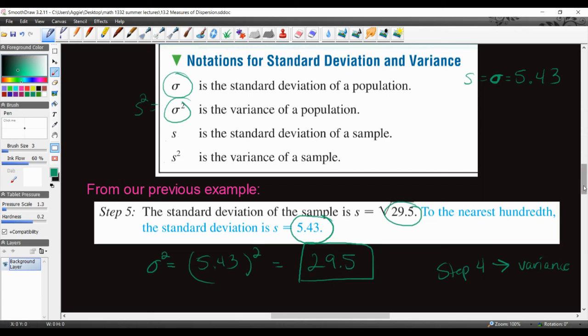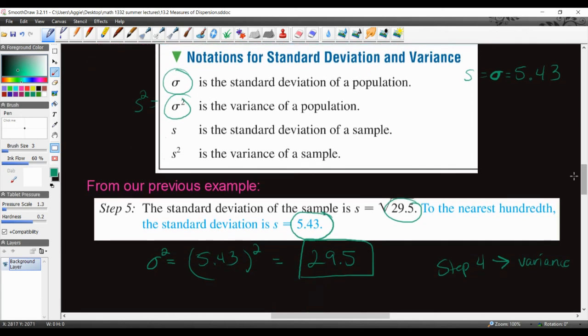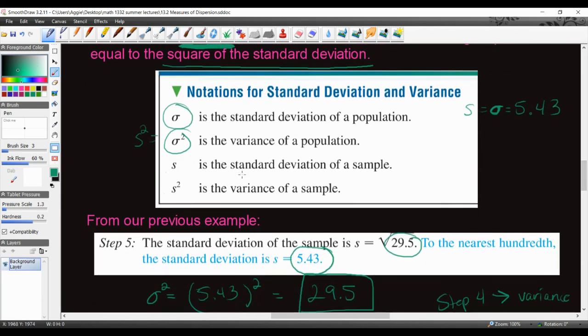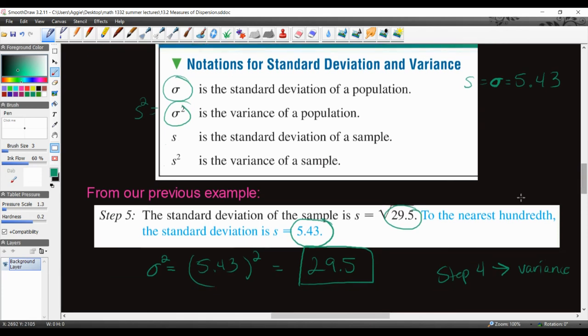And that's it for this video, guys. There is a little bit more on how to do this on a calculator, but because we don't have access to the calculators right now, we're going to just leave it simple. So range, standard deviation, variance. Simple as that. If you have any questions, let me know.